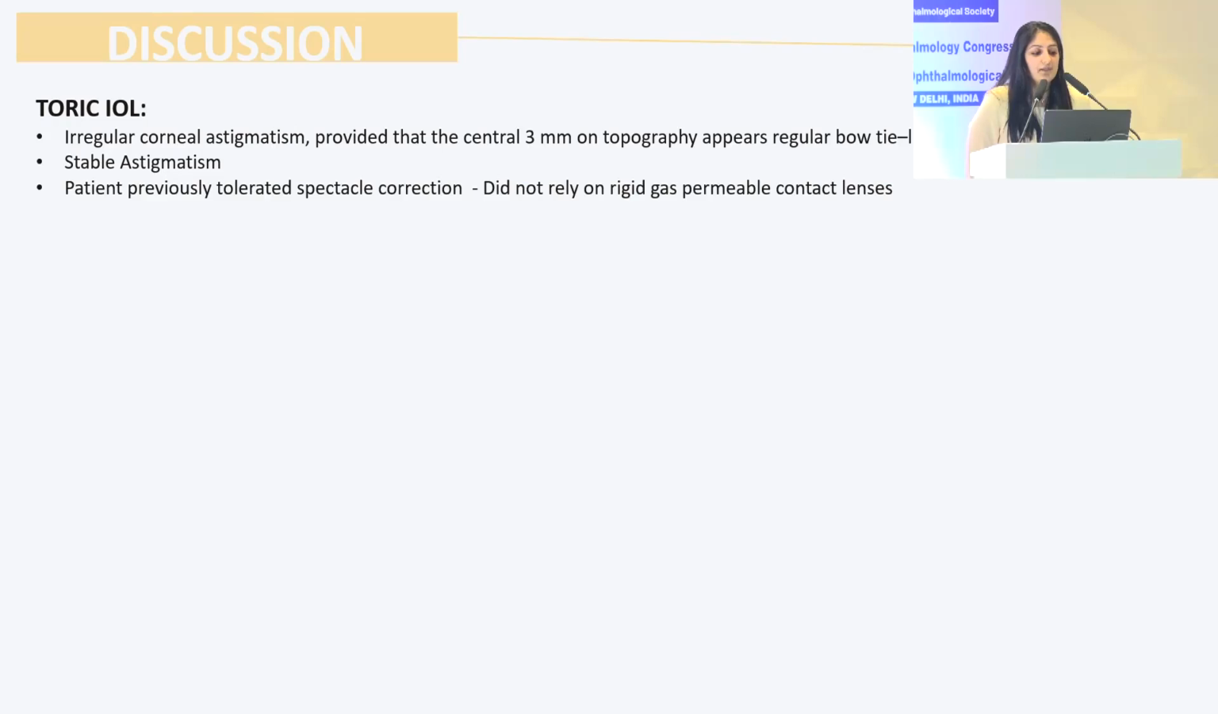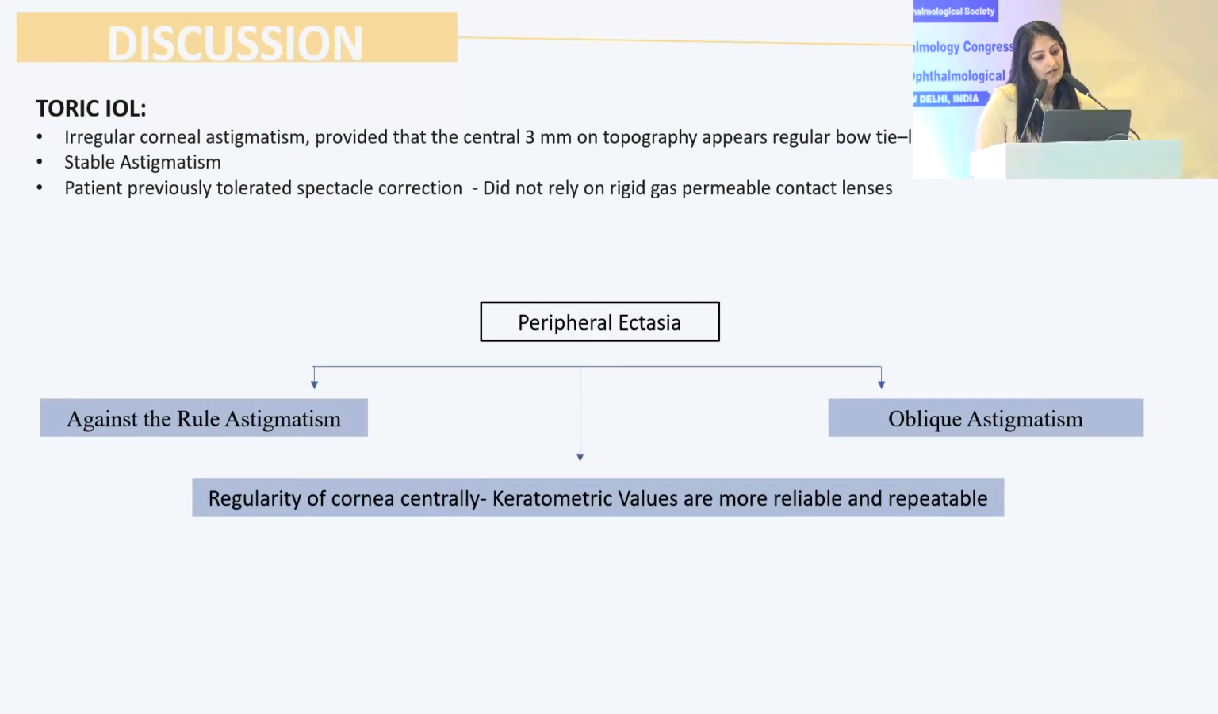Toric IOLs can be used when the central 3 mm on corneal topography has a regular bow tie pattern, there is a stable astigmatism, and patients do not require or are not dependent on rigid contact lenses. Peripheral ectasias do well because there is better regularity of the cornea centrally, and these values are more reliable and repeatable.